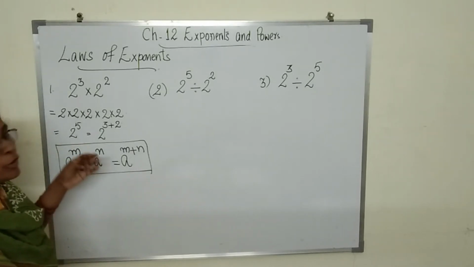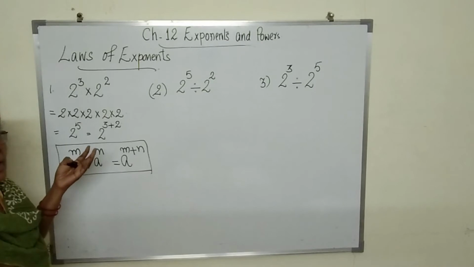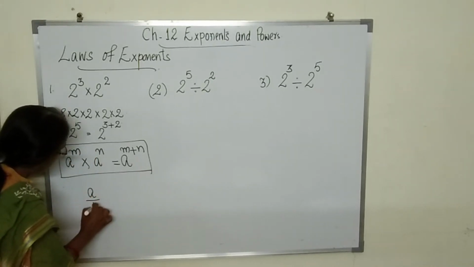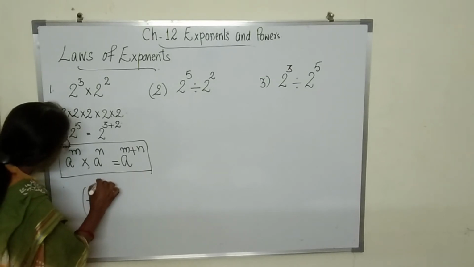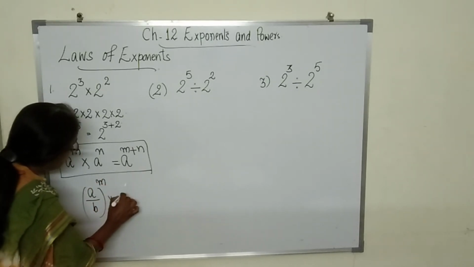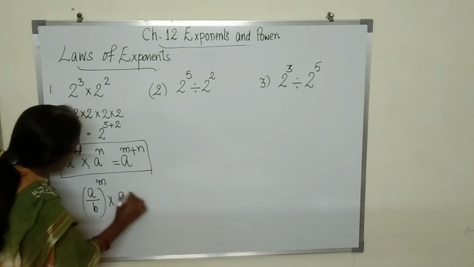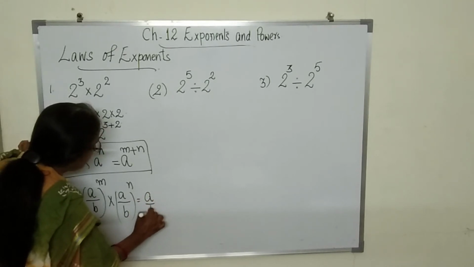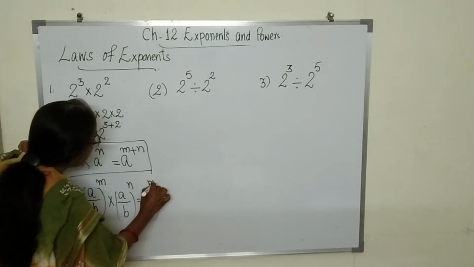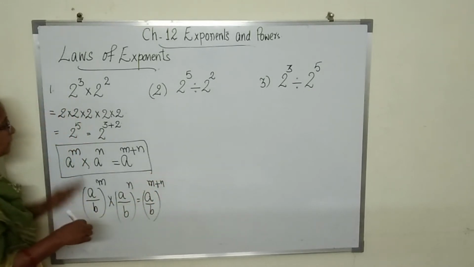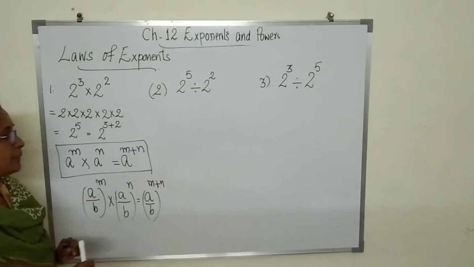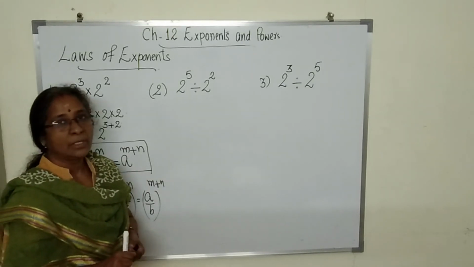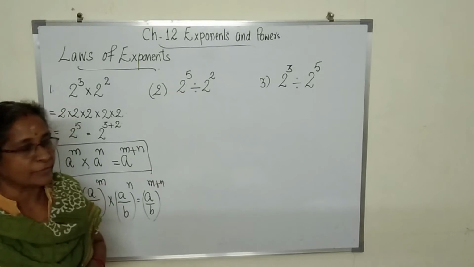It is the same for rational numbers also. That is, (a by b) raised to m into (a by b) raised to n is equal to (a by b) raised to m plus n. For any numbers, the rule is the same. So this is the first rule, which is called the product rule. We have already learned this in class 7.